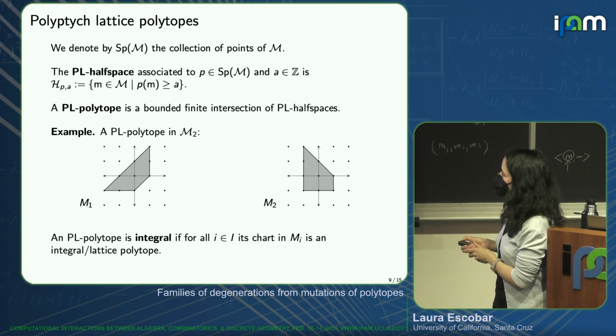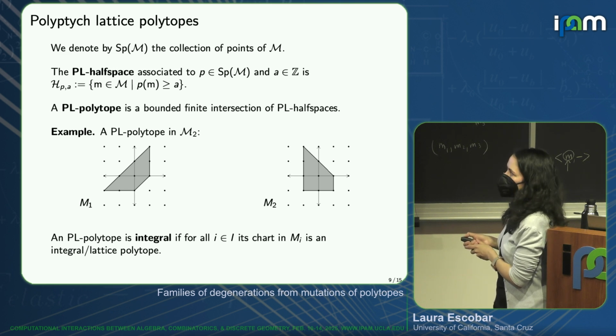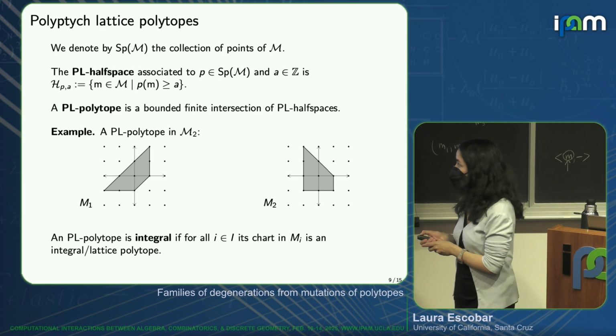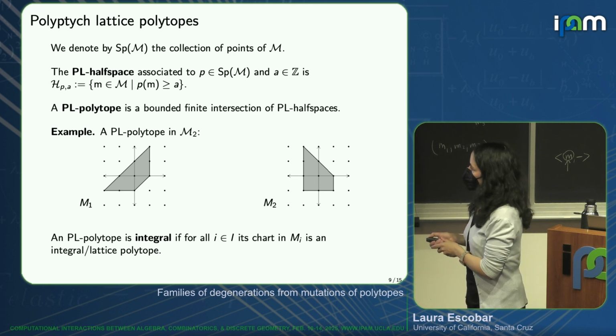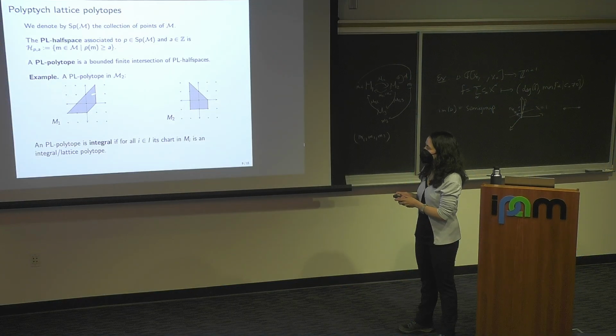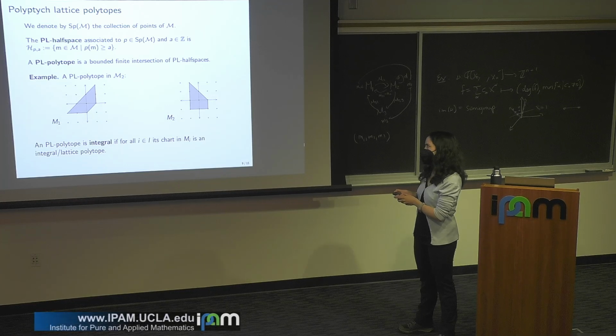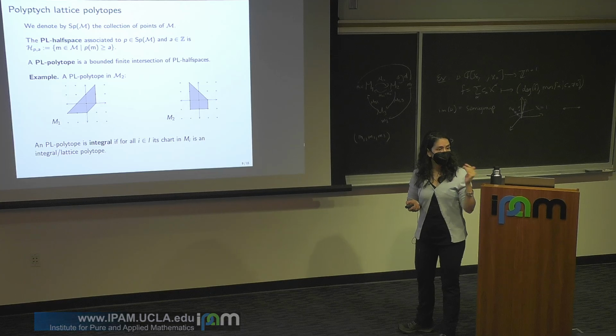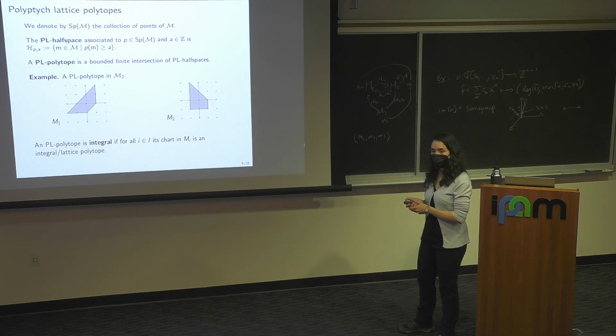Okay, and so we have the points. Points give us half spaces, and you use that to define a PL lattice polytope, which is just a bounded intersection of half spaces, of PL half spaces. And so here I didn't tell you exactly what the half spaces are, but one of them was the one that it was in the previous slide. But here we have a PL polytope in M2. And then by definition, these two polytopes are going to be connected by the piecewise linear map that I used to define the polyptic lattice.